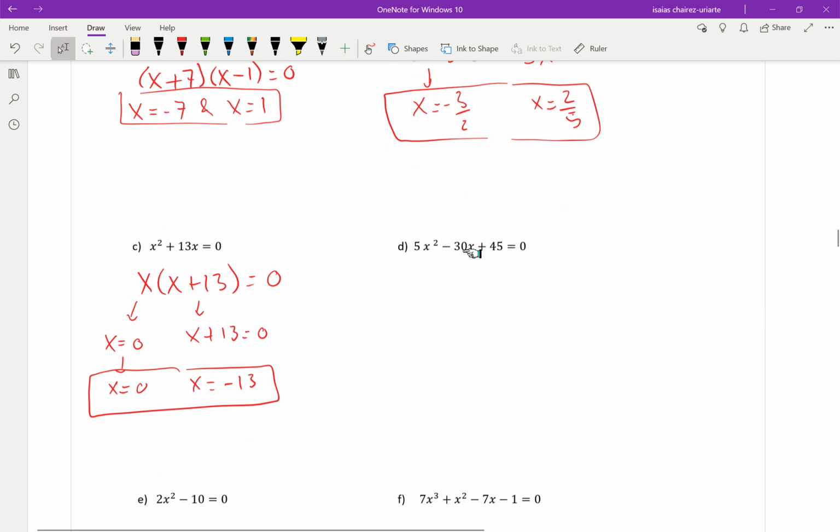So let's see, can factoring save me right now in this part D? I think it can. I mean, if you notice, each term is divisible by 5. So I should be able to factor out a 5. So let me factor out a 5 from everything. So that becomes x squared minus 6x plus 9.